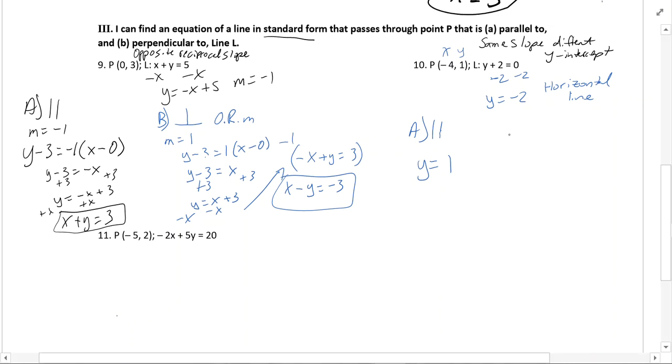If we go to part B, it asks for the perpendicular line. So if this is a horizontal line, a perpendicular line would have to be a vertical line that goes through it so that the horizontal and the vertical can make the perpendicular line. So horizontal lines go through the x-axis. So this is going to be x equals negative 4. All right, so there's our 2 lines for number 10.